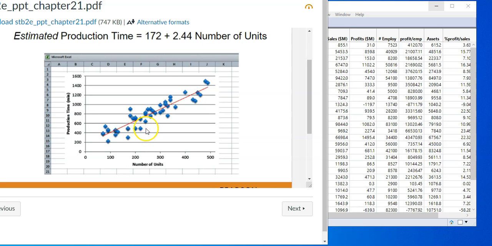So this is showing we have low variation in data. If there is a high variation, what happens? Some of these are very far from the line, some are very close to the line, and that's not helping us with our decision making. So in this case, you can see that on the left hand side of the regression equation, we have estimated production time.